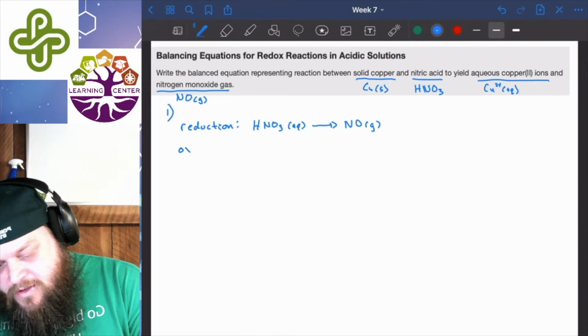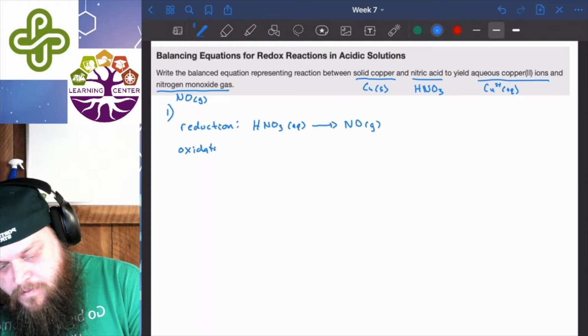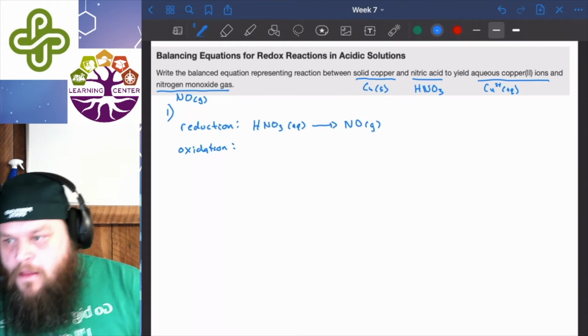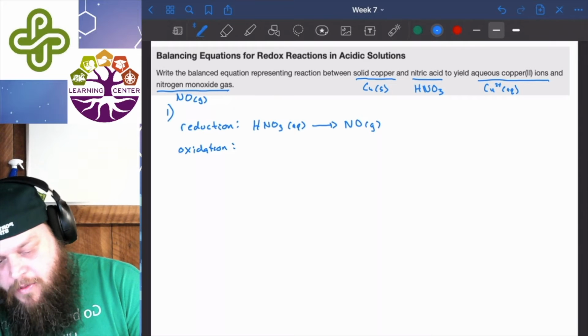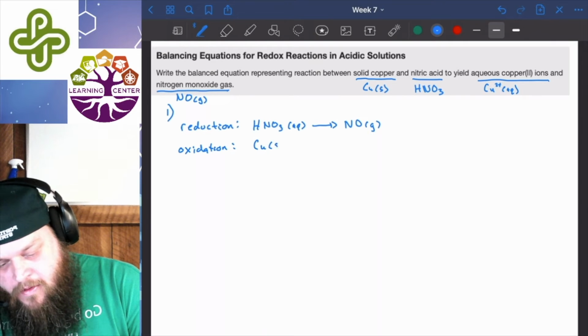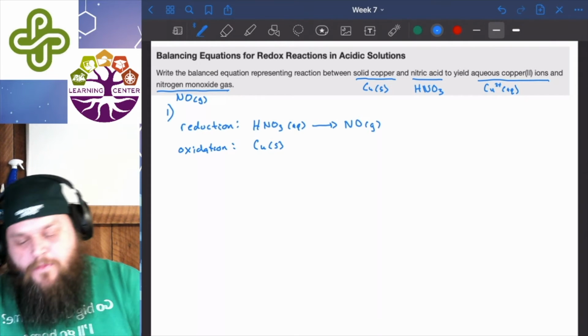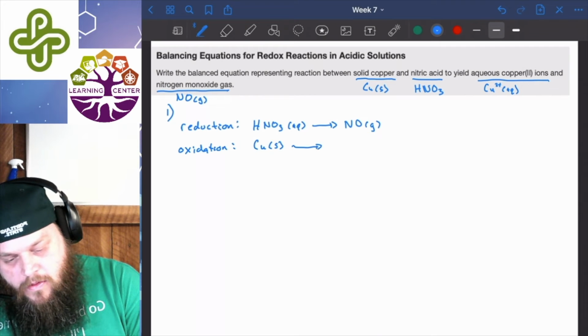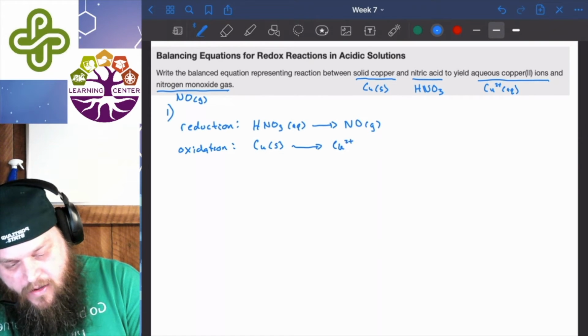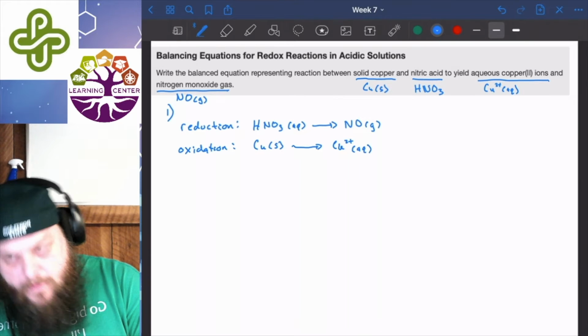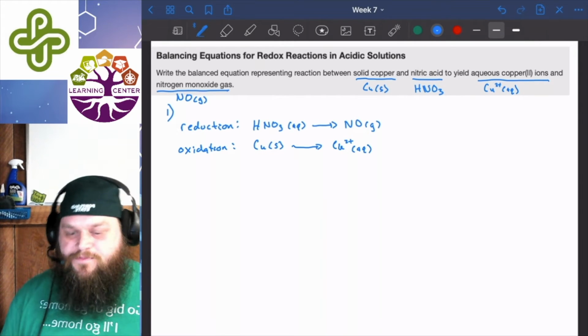The oxidation reaction is going to be the copper. So copper goes from a solid to this aqueous 2 plus ion. So we can write that out there.